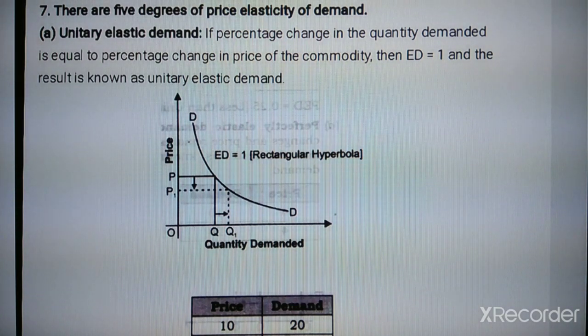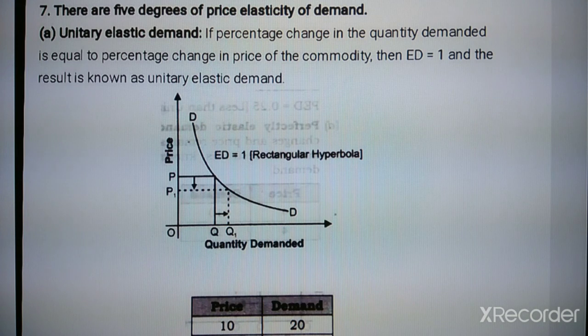Let's start with unitary elastic demand. If the percentage change in the quantity demanded is equal to the percentage change in the price of the commodity, then price elasticity of demand is unity, that is 1.